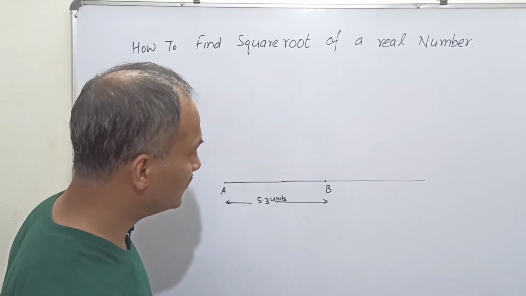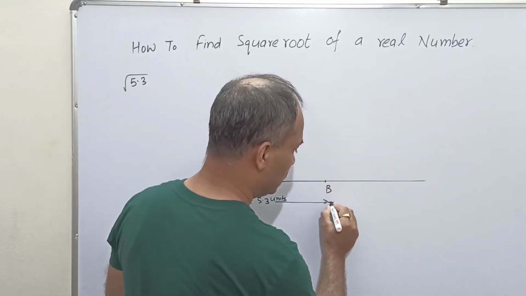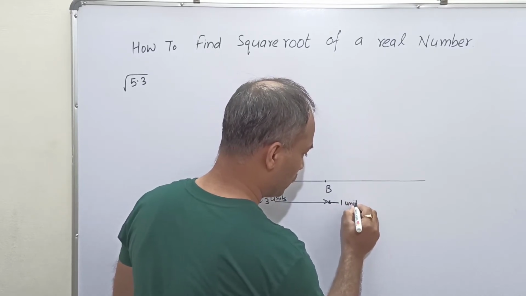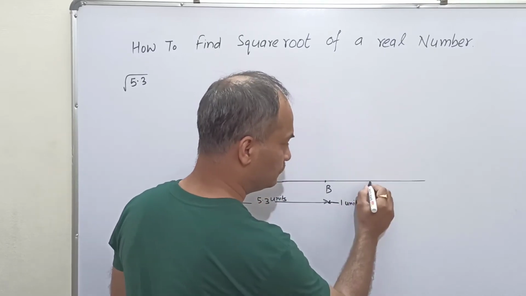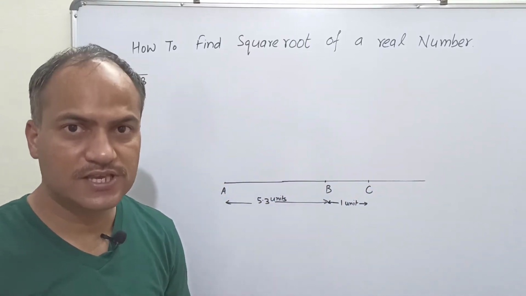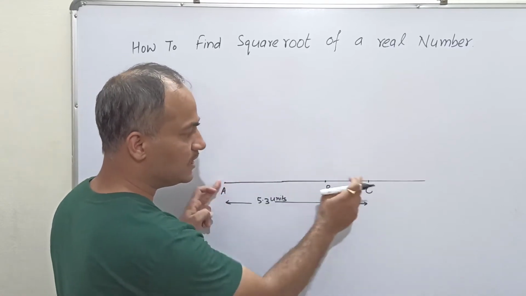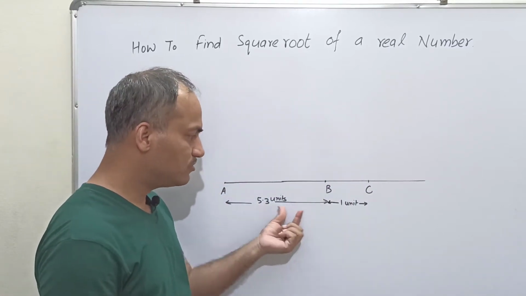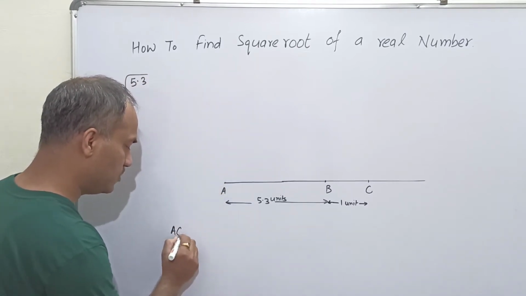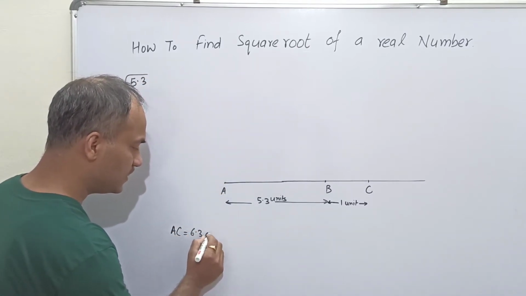Now the next step, you have to measure 1 centimeter again, 1 unit distance again. Suppose this one is 1 unit, so this point is another point. Let us take this point C. Now we have AC. How much is AC? 5.3 plus 1, it means 6.3. So we have AC equal to 6.3 centimeters.